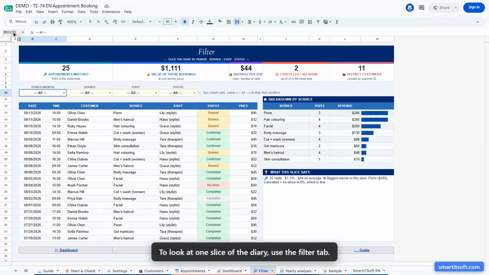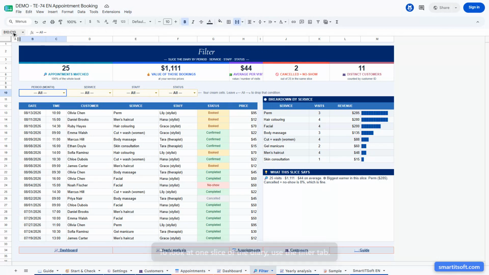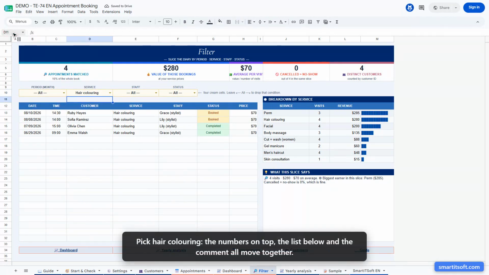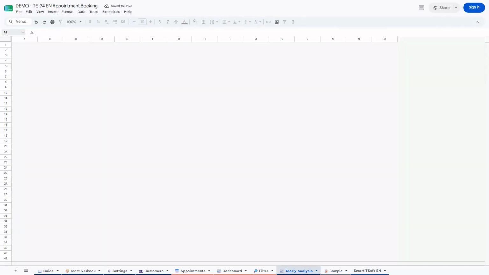To look at one slice of the diary, use the Filter tab. Pick hair coloring. The numbers on top, the list below and the comment all move together.